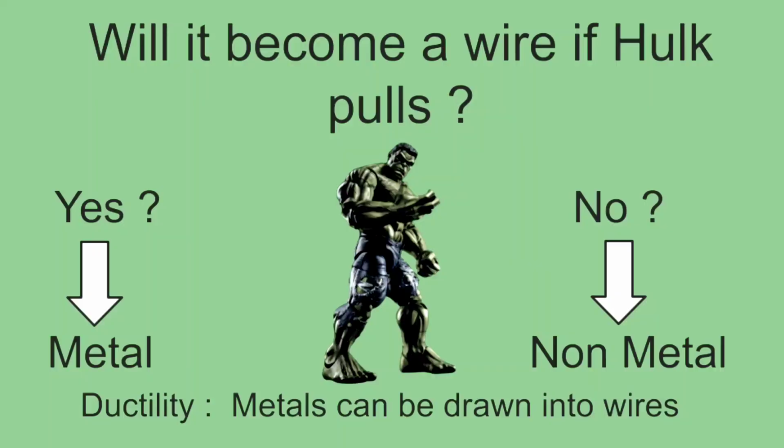The next characteristic is, if you give it to Hulk and ask him to pull that, what do you think will happen? Will it get into a wire or will it just be broken? That characteristic of getting drawn into a wire is called ductility. If your element is ductile, if you can draw a wire out of it, you can pretty much say that your element is a metal, and if not, it's a non-metal.